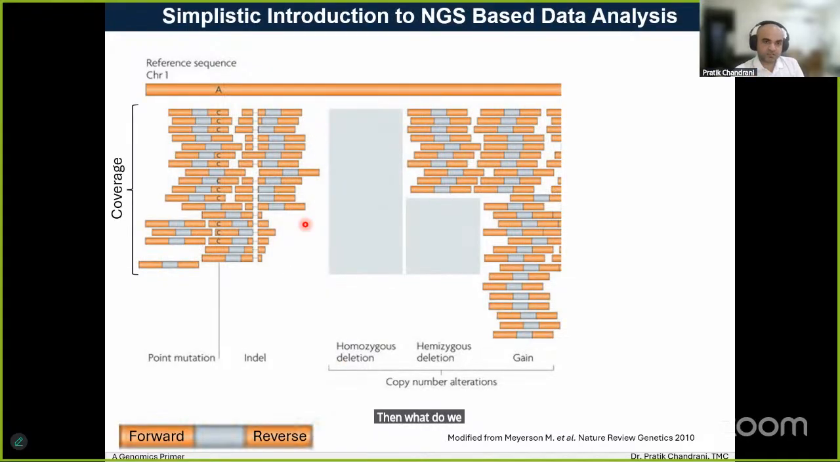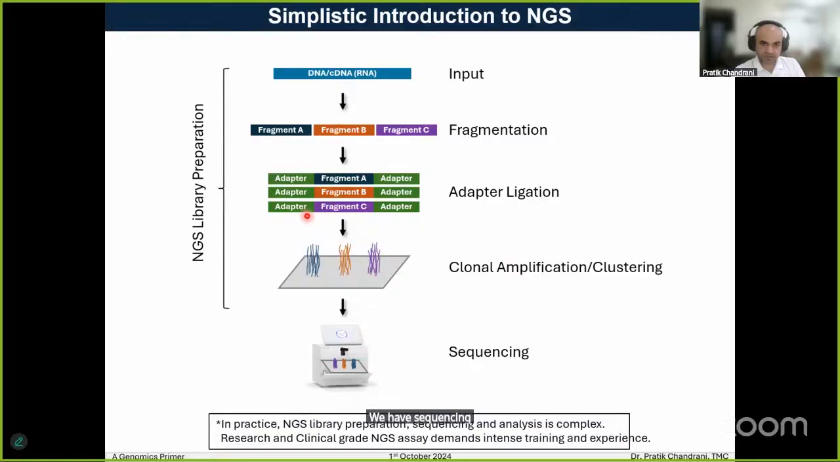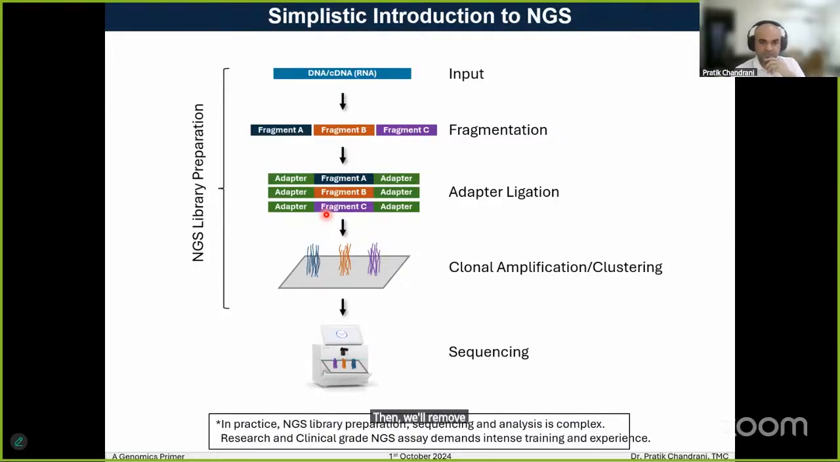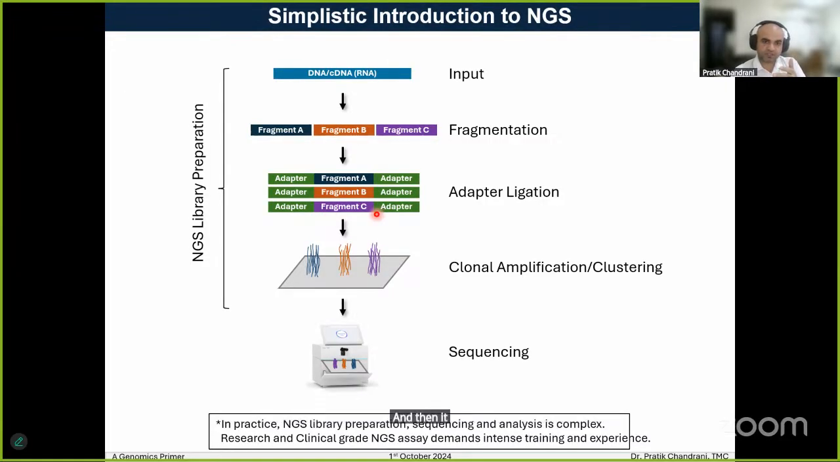So usually sequencing data comes in a pair of reads. In each fragment, we have a sequencing primer ligating on this side, and then it will perform sequencing in this way. So this is called the forward read. Then we'll remove all the ligated molecules, and then we'll use another set of primers which will bind on the opposite side of the adapter, and then it will do sequencing from the opposite side. So we call it the reverse read. So on every DNA fragment, we have a forward read and we have a reverse read. This is typically 150 base pairs in length, and our fragment is typically 400 base pairs in length.